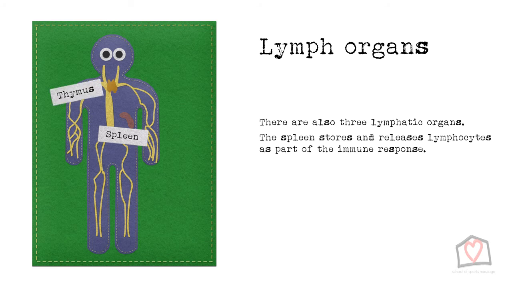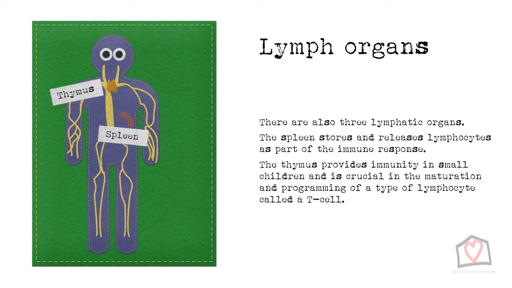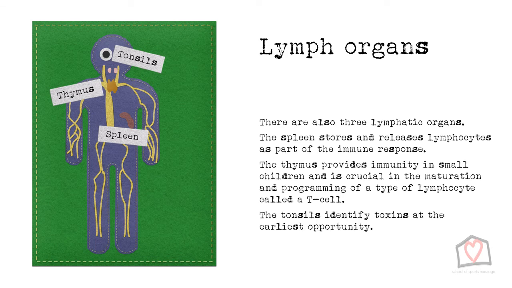The second of these is the thymus. This is located against the trachea and above the superior vena cava. It is not only important for providing immunity in small children, but is also crucial in the maturation and programming of a type of aggressive lymphocyte called T cells. The final organ are the tonsils. These are located at the back of the throat and mouth, and it is their job to identify toxins at the earliest possible opportunity.